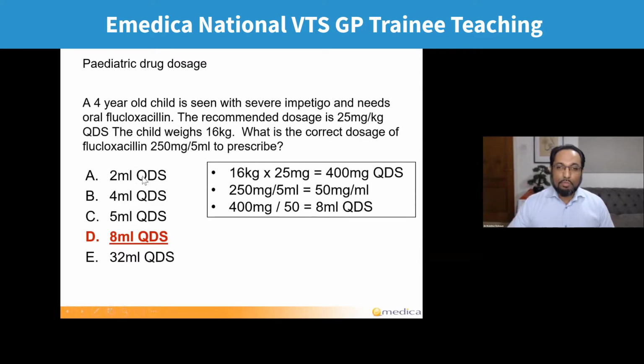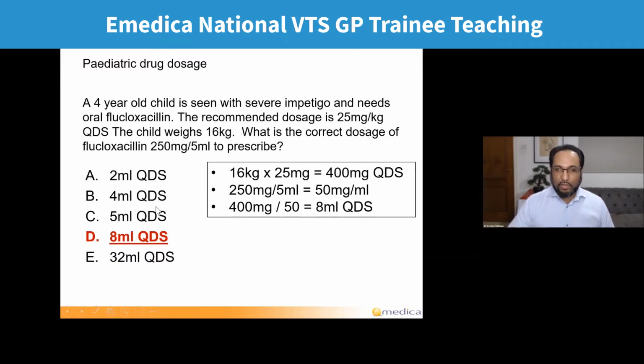So those that picked 2 mils QDS, you're underdosing this child by a factor of 4, they're not going to respond, and they may become systemically unwell and septic. So that's dangerous. Equally, someone that gave 32 mils QDS, that's 4 times the dose, and that could be harmful for a 4-year-old child. So two things I would recommend you do. One is read really carefully. So it's 25 milligrams per kilogram QDS.